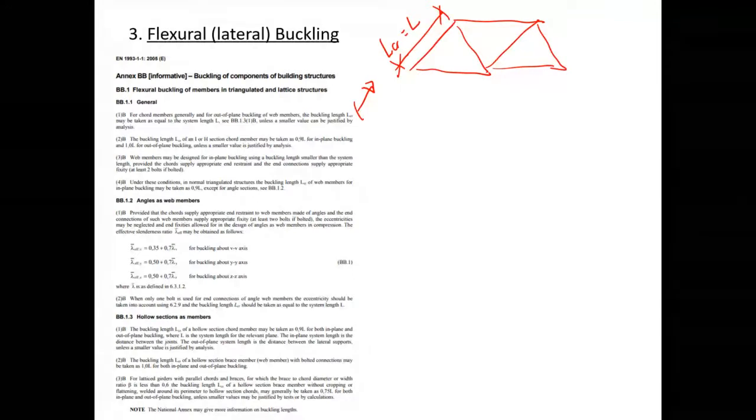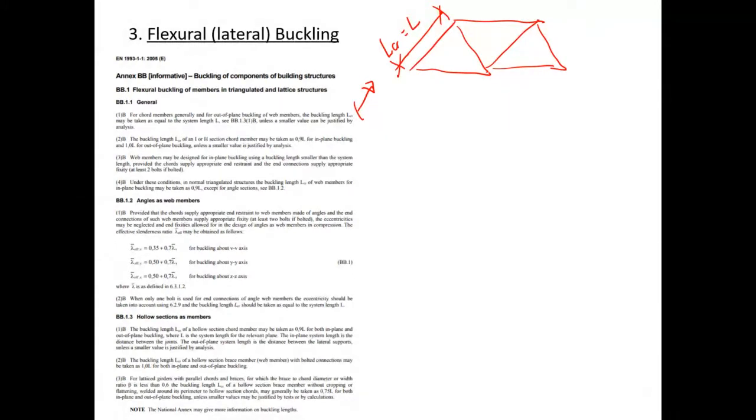The third part there: web members may be designed for in-plane buckling using a buckling length smaller than the system length, provided that the chord supplies appropriate end restraints and the end connections supply appropriate fixity. Okay, so if we're going to put some fixity at the end for some of the members, the web members, so not the chord members, the top and bottom chord, the web members are in between. For those members, we could take a shorter length than LCR. Sorry, that's the chord here.